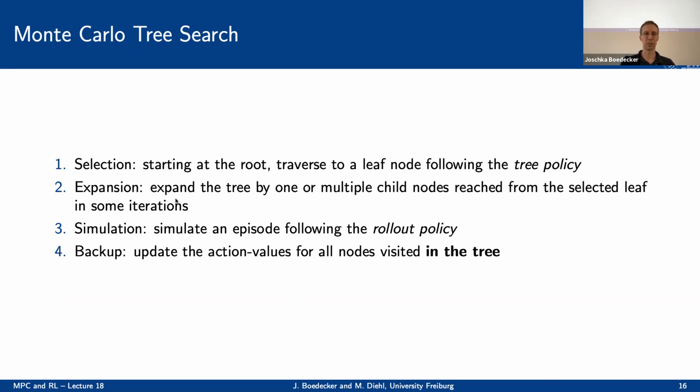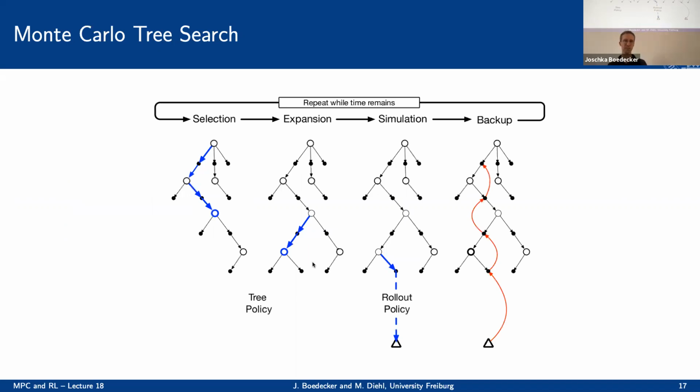Then we will get to a point where we could expand the tree, and we usually expand it by 1 or multiple child nodes, that we might get to after some iterations. And then we do a rollout from that newly expanded node. And the returns that we get from these Monte Carlo rollouts, we will then back up again to the action values of all the nodes that were part of our trajectory through the tree. So here you have this again in pictorial form, these 4 steps.